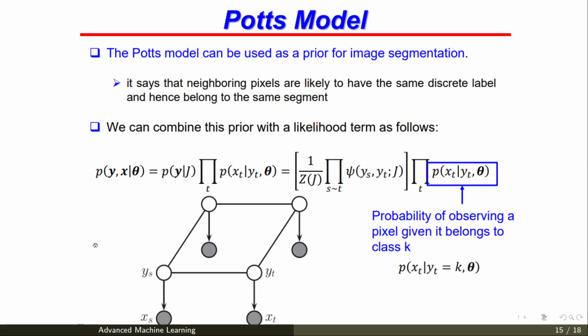And this is the prior distribution of y, which is a Markov random field, and these are the potentials over edges, and these are the observations. The observations are defined using a directed graphical model.